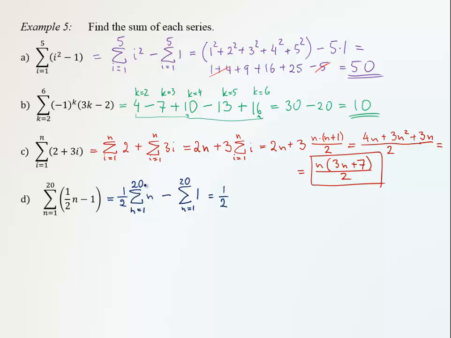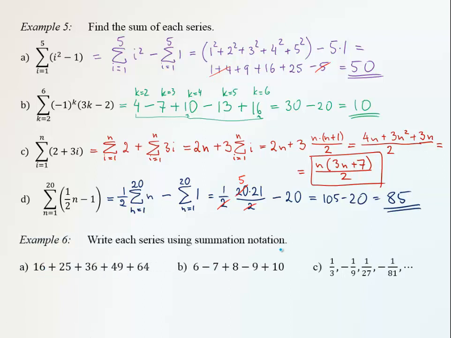So according to our rule, that will be the last number, 20, times the next, 21, over 2. And then it's minus 20 terms by 1, so it's just 20. We could reduce the 2 and 20, making it 5. And then we have 5 times 21, 105, minus 20, leaving us with 85 as a final answer.